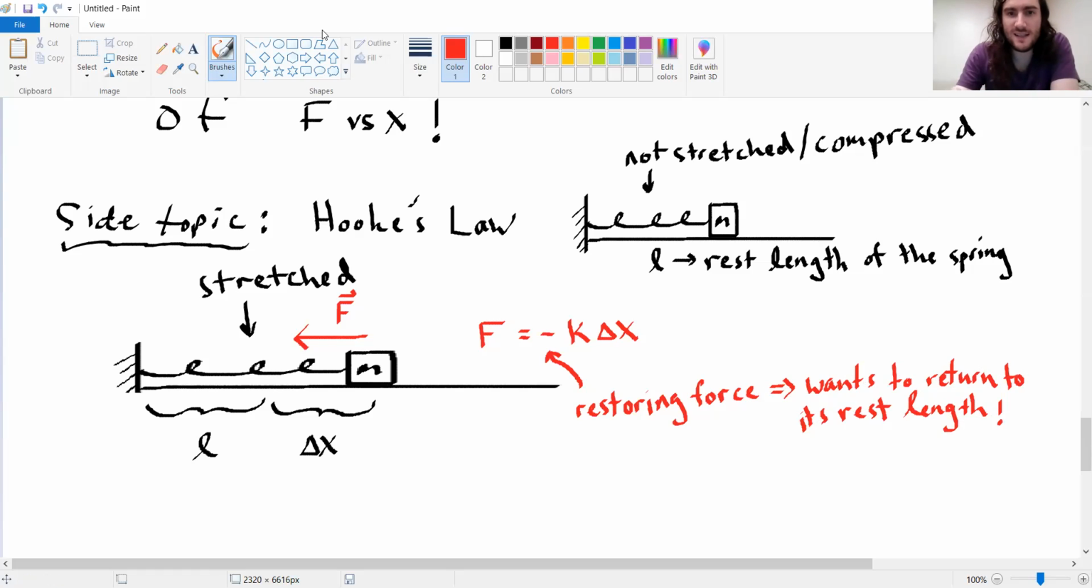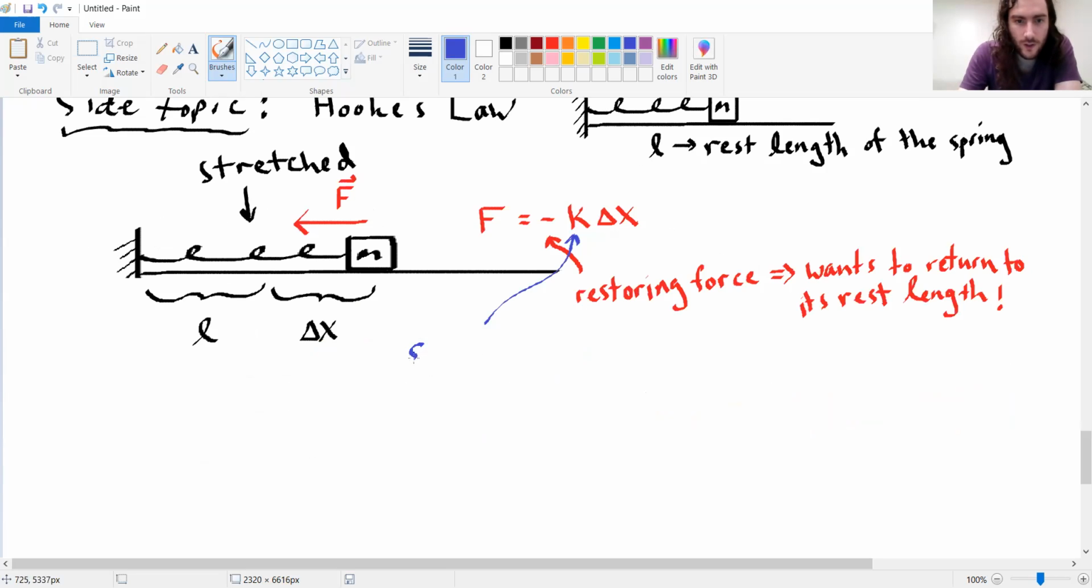And what is this K here? This K is what we call the spring constant. Every spring is different. You can have a really sturdy spring, which has a large spring constant. It's really hard to stretch, and it will have a really big restoring force because of that. You can have a slinky, which has a very small spring constant, and it's very easy to stretch.